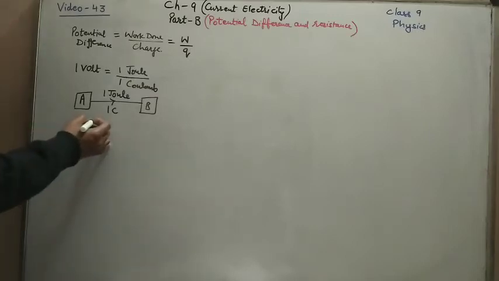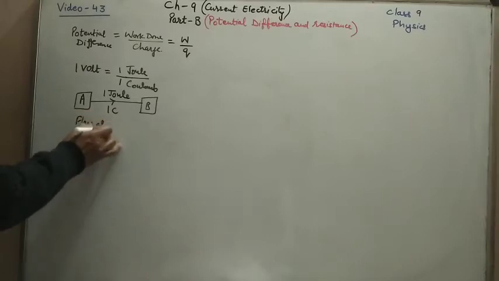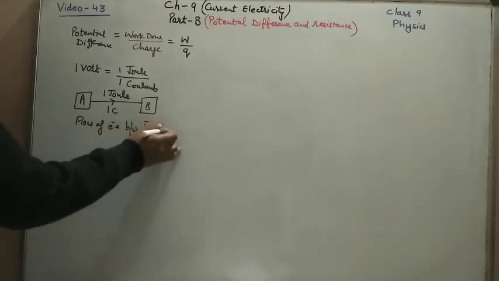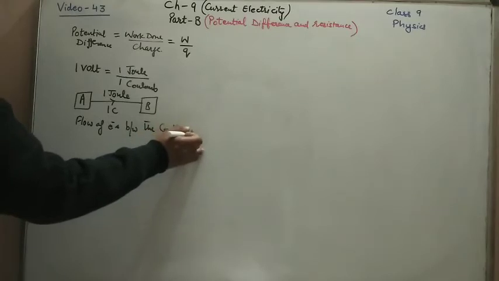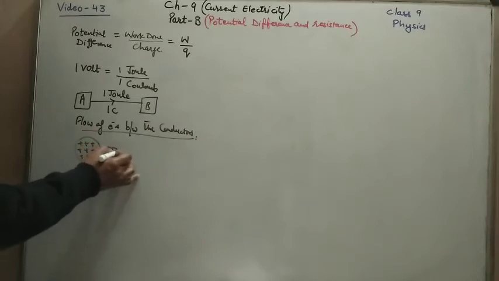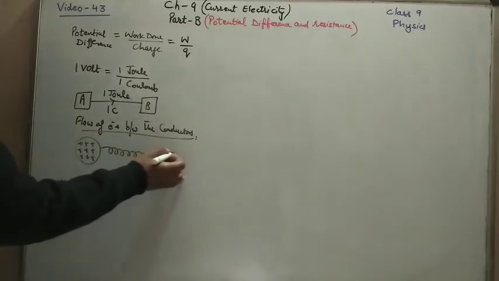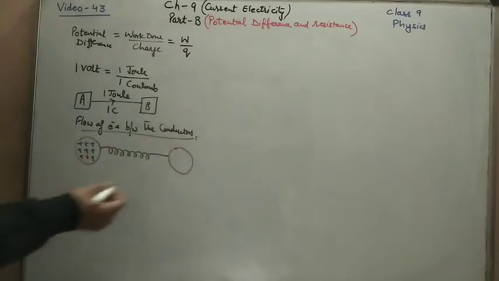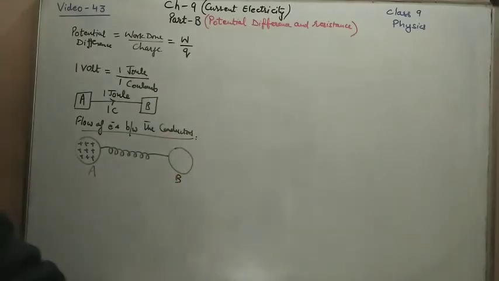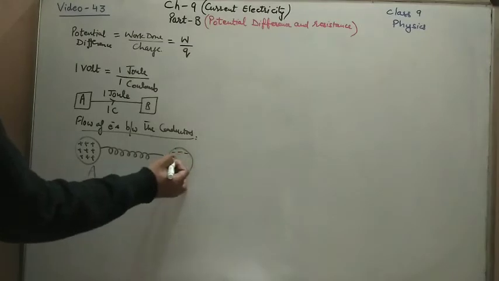After that, the flow of electrons between the conductors. Suppose there is one positively charged body, that conductor is connected with this wire and it is connected with the B conductor, which is having negative charge.